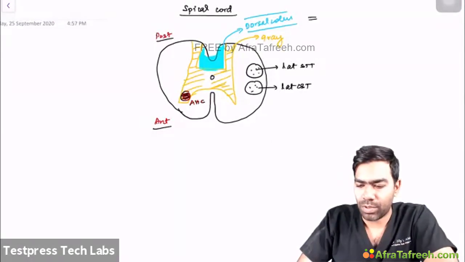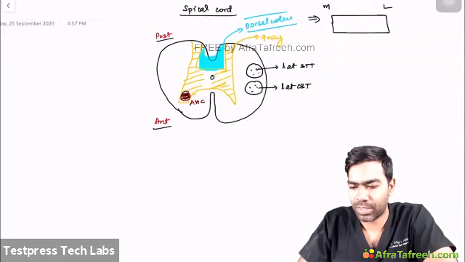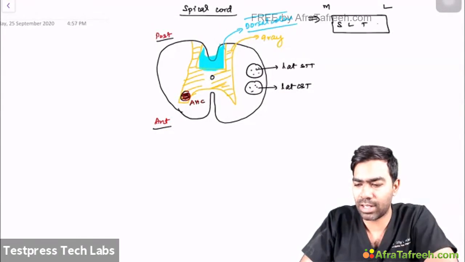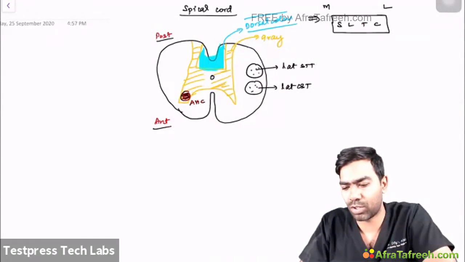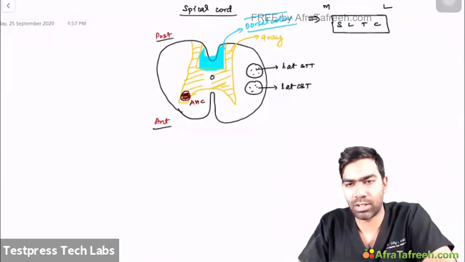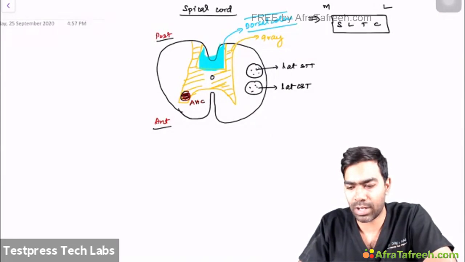As I told you before, let us recap one more time. The dorsal column will be arranged in a different way. You have medial, you have lateral here. From medial to lateral, they'll be arranged in the form of S, L, T, and C: sacral, lumbar, thoracic, and cervical. So this is how the dorsal column will be arranged from medial to lateral.